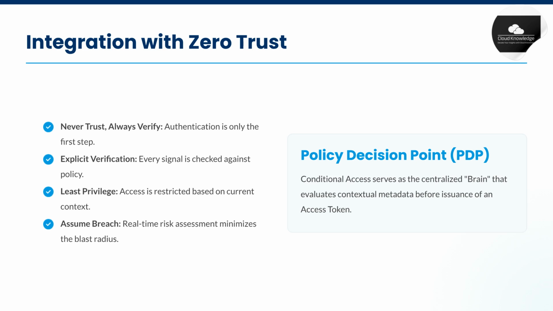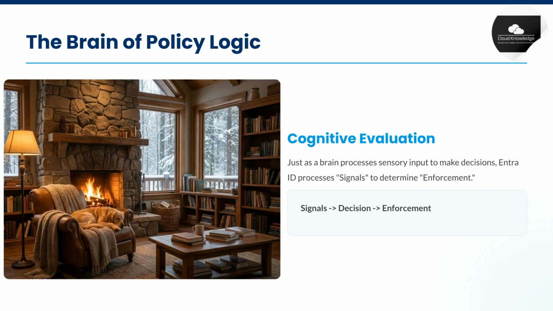Conditional access is the policy decision point, or brain, for Zero Trust. It embodies principles like never trust, always verify, by explicitly verifying every signal and applying least privilege based on context. The policy logic operates through a cognitive evaluation. Signals lead to a decision, which results in enforcement. This mirrors how a brain processes sensory input to make choices.